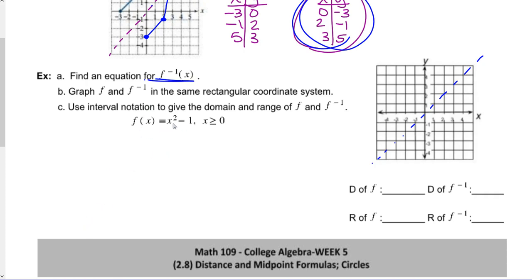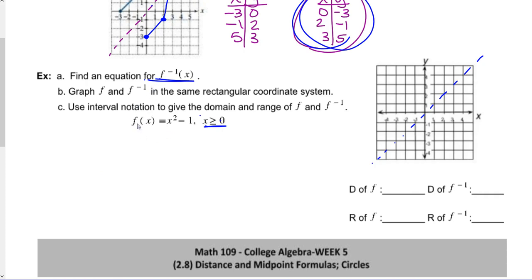Here's our function, x squared minus 1, and I hope you recognize that as a parabola that has been vertically shifted down 1. So I could graph that, but we have a restriction here that we only want x greater than or equal to 0, okay? We're not going to use that just yet to find our f inverse, but we will use that when we graph, and I'll tell you why we need that.